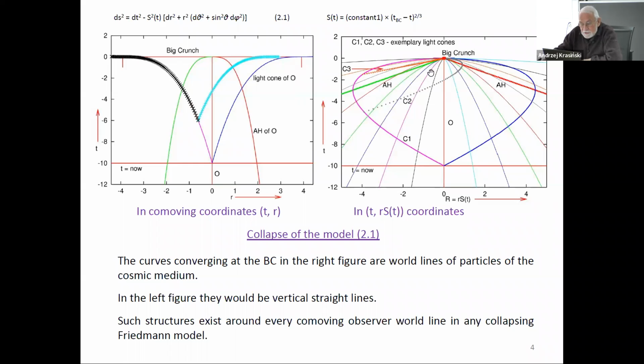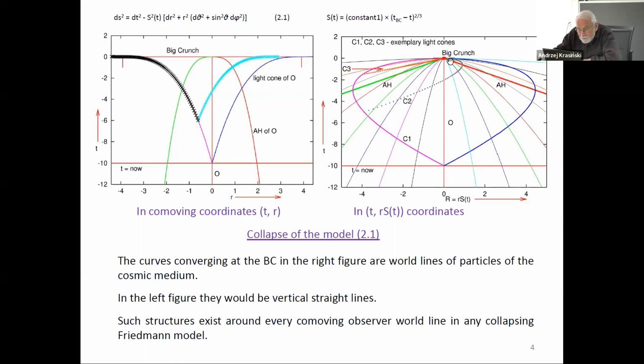Okay, the right picture is the same, but in different coordinates. The horizontal coordinate here is r times the scale factor, and this is the angular diameter distance from the observer. So in these variables, the big crunch is a single point. And here we see very well the radius of the light cone at any given time. Well, it's really the geometrical size of the light cone. So it shrinks to 0 at the final singularity.